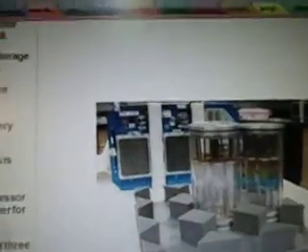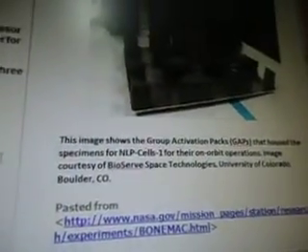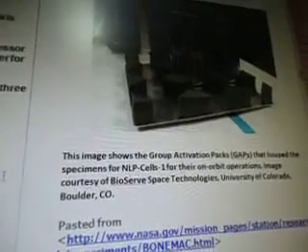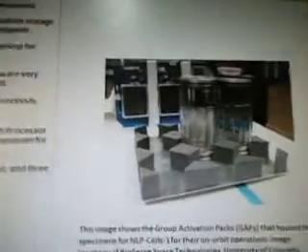This image shows the group activation packs, the GAPs, that house the specimens for the NLP cells 1 for their on-orbit operations. And this is the BioServe Space Technologies, University of Colorado. Okay.